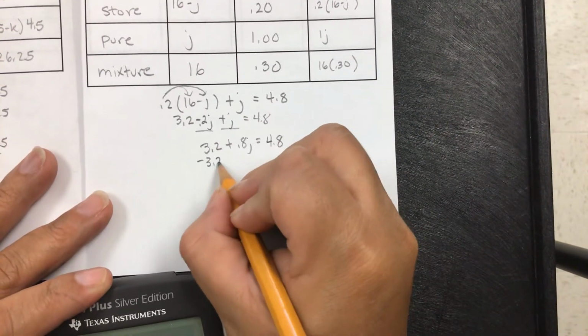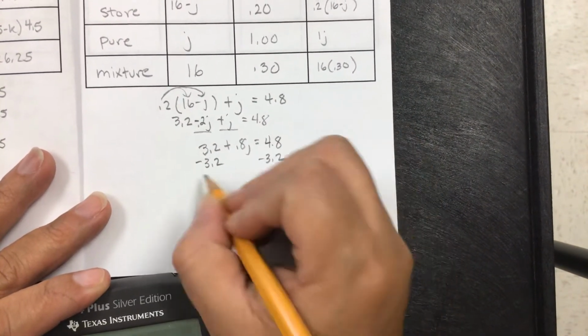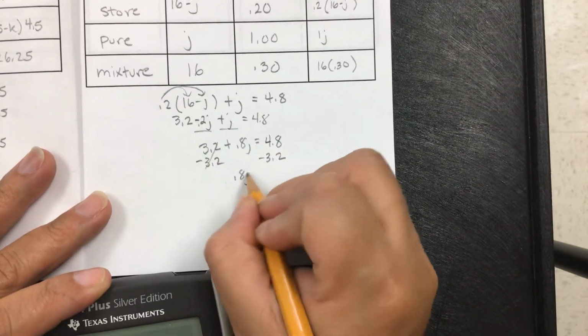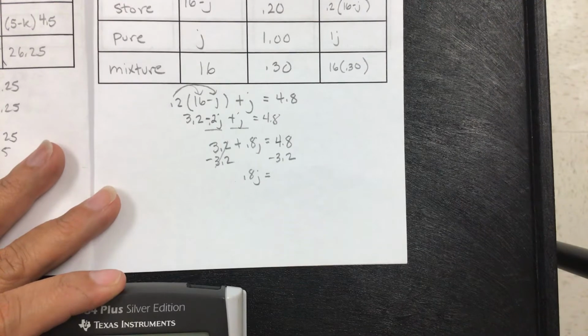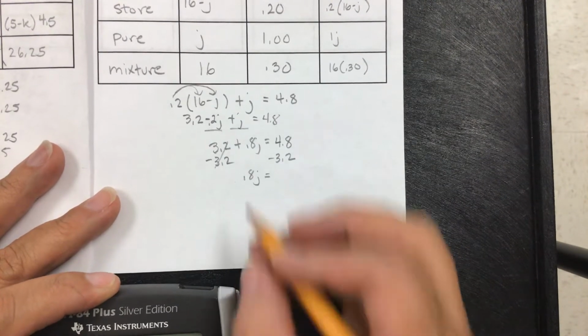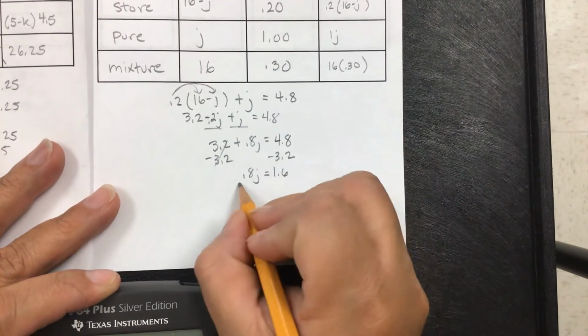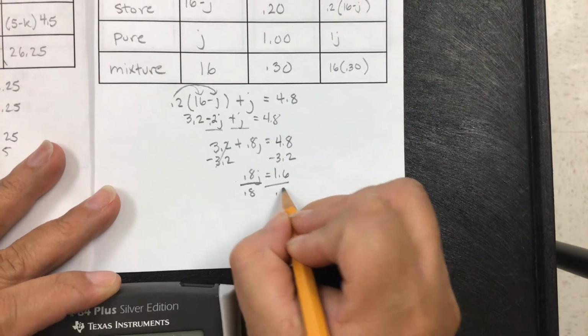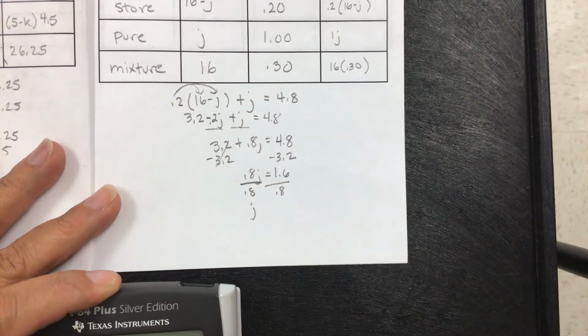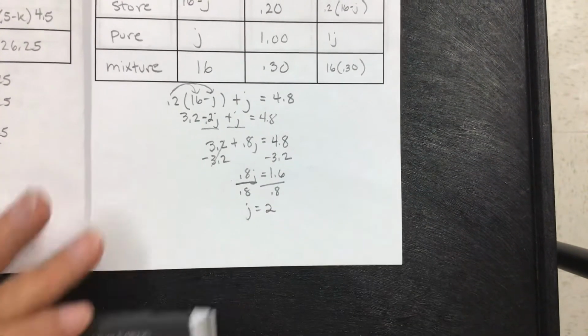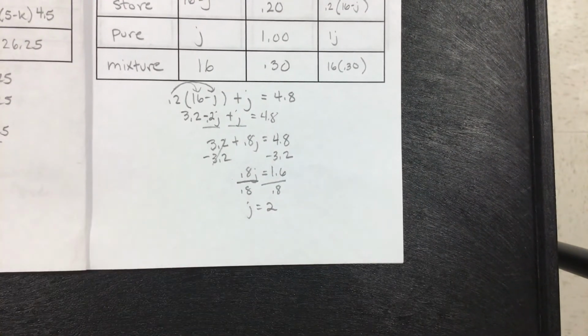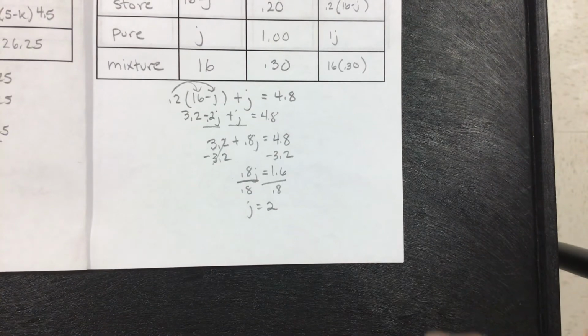Now we're going to subtract the 3.2 from both sides. 0.8J is equal to 1.6. Divide by 0.8, and it's equal to 2. Then there's 2 ounces of pure lemon juice that's going to be added.